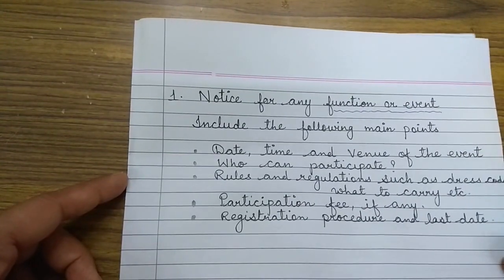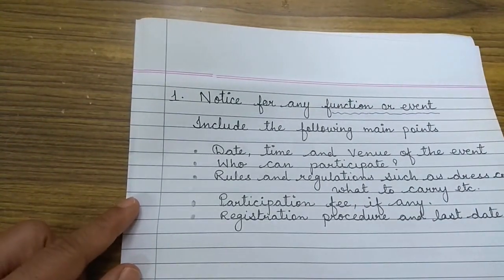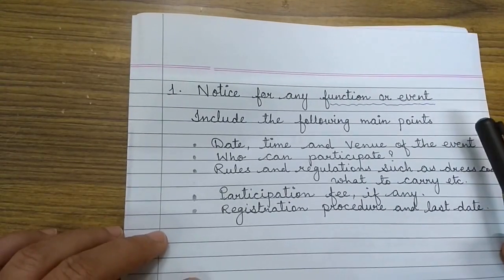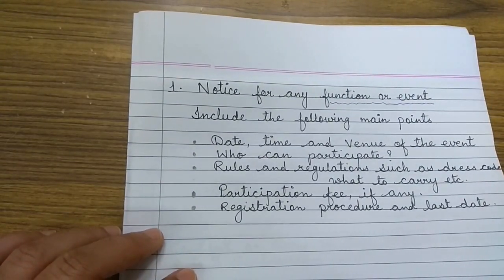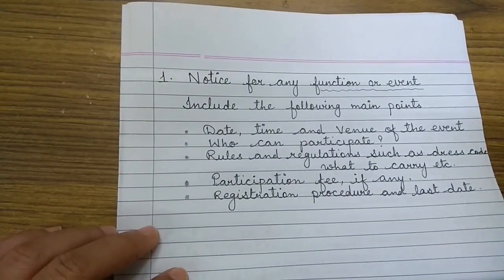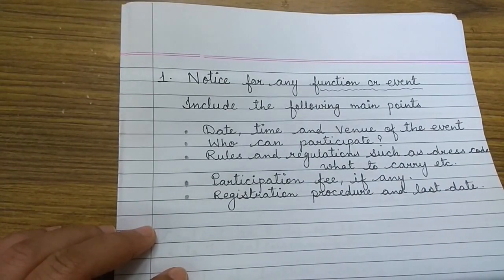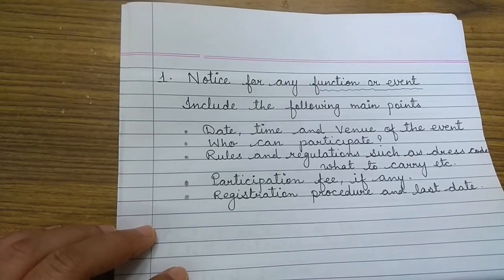Here is the notice. Notice for any function or event. Now, a function or event that is going to take place in your school. Now, you will have to include the following points. Which are these points? First, date, time, venue of the event. That is, you will be writing the date as I told you. Time, when is it going to be held, at what time. Venue, where is it going to be held, the place.